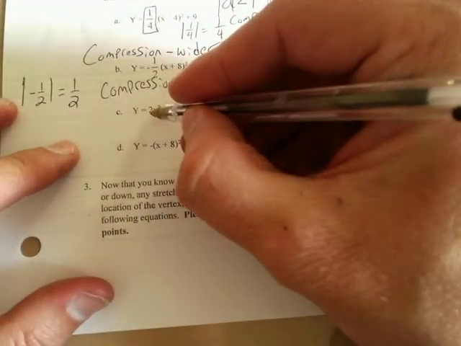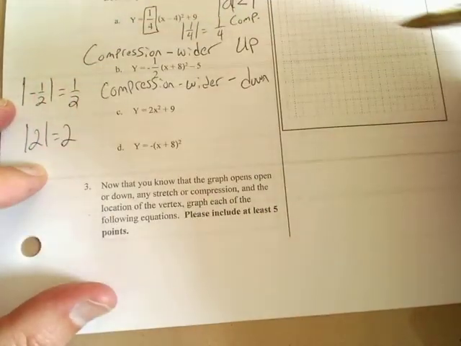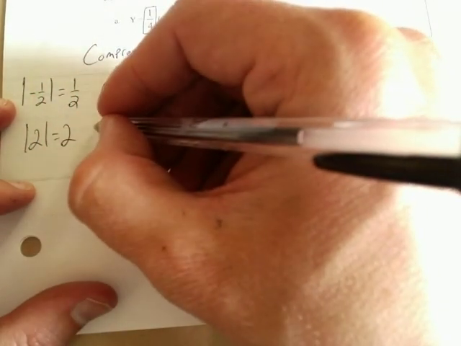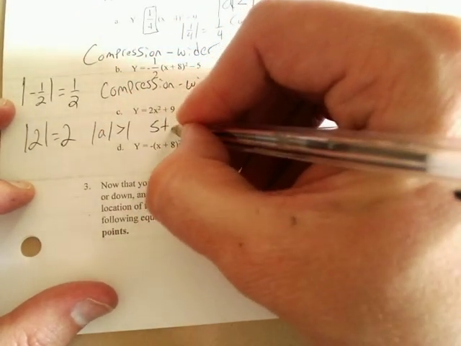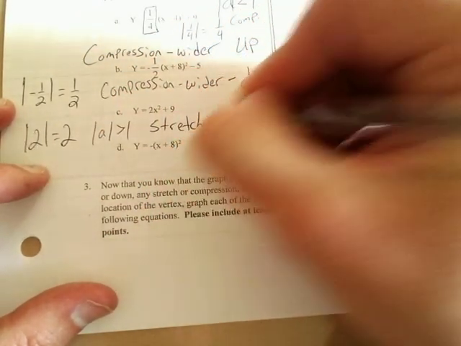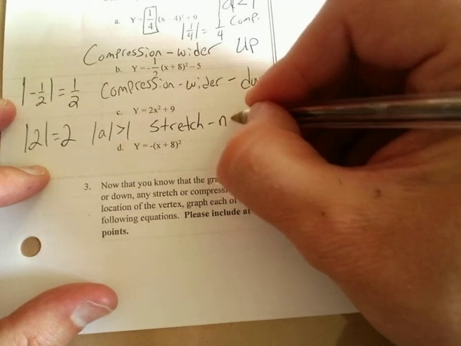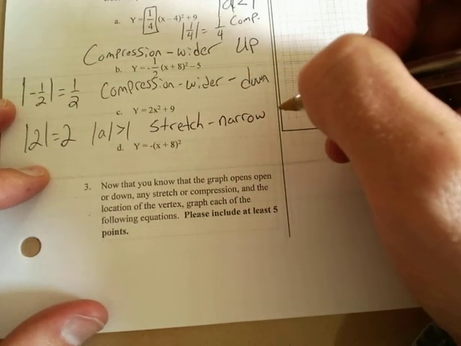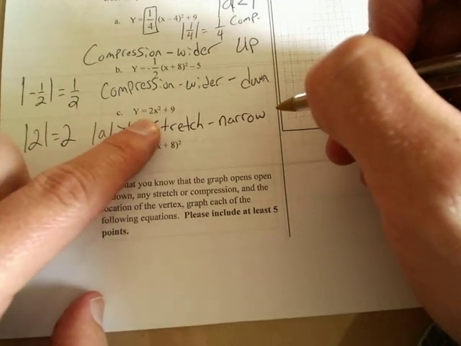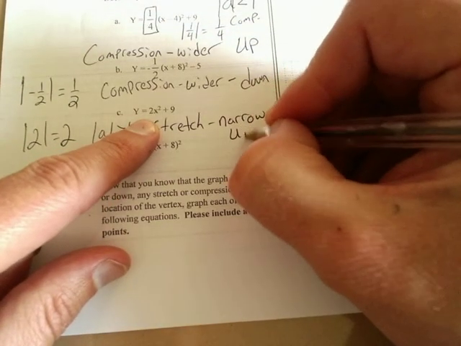Looking at C. The absolute value of A, the absolute value of 2, is equal to 2. That's going to be greater than 1. So when the absolute value of A is greater than 1, that is a stretch. And stretches cause your graph to be more narrow. And A is positive, so it's going to open up.